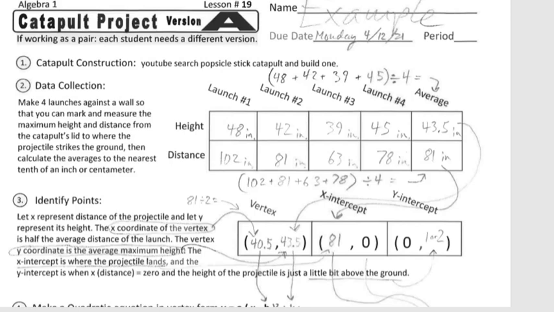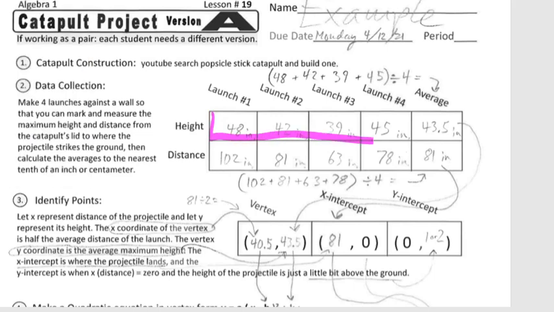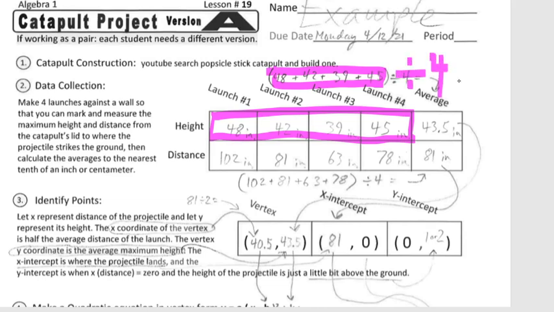All right, Catapult project. The first 3 steps of this are the same whether you're doing version A or version B. So hopefully you got your data collected. You should have 4 launch heights. With those 4, add them together like it shows up here, and then divide by 4, and that will get you that final box right there.